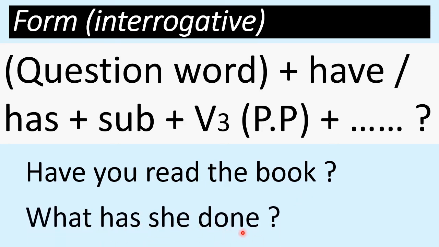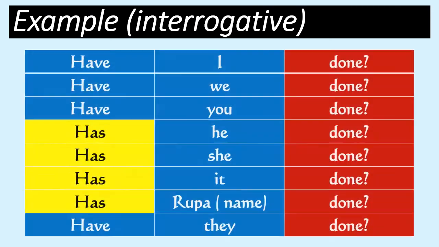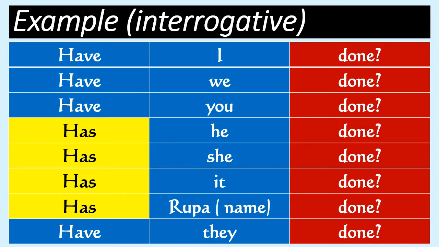What has she done? In the first sentence, we have placed have first and then the subject. Every question starts with an auxiliary verb plus subject. This is a basic rule. And in the second sentence, I have used what. It means a question word. What has, then subject, then past participle form. Okay, again example.